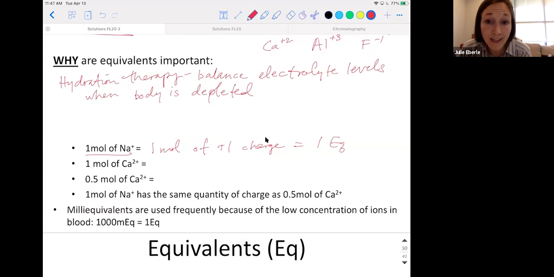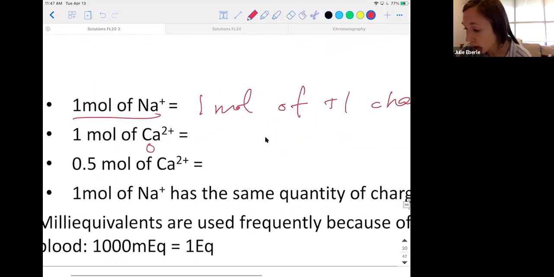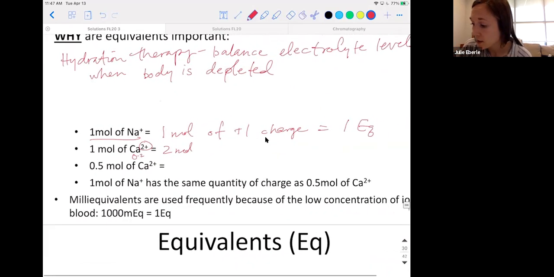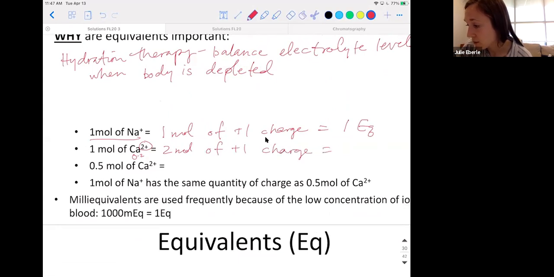What about something with a different charge? What about a mole of calcium? Or you could equally say a mole of oxygen, which would be -2. Again, it doesn't matter if it's plus or minus 2. Because I have double the amount of charge, I would have 2 moles. You've got to break it up into +1 charges. You're looking at +1 charges. So I would have 2 moles of +1 charge. So that would be 2 equivalents. Did I lose anybody there?